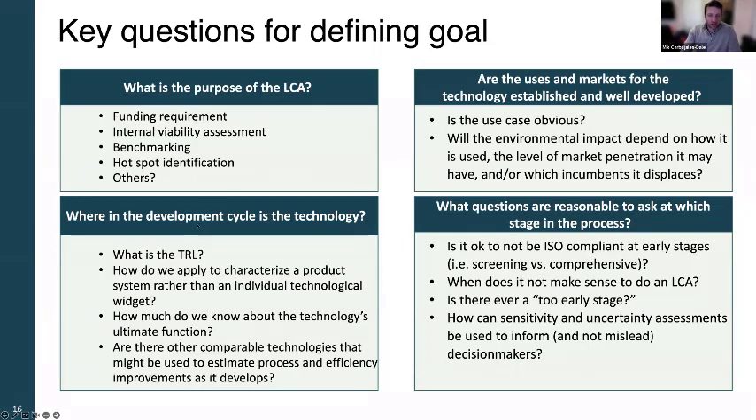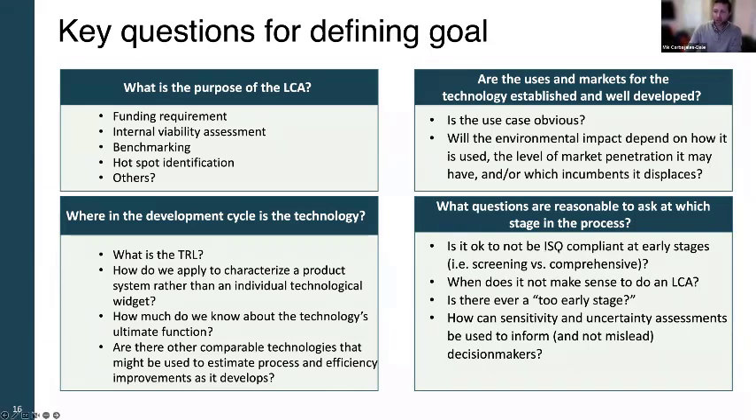Thinking about the development cycle, this is obviously part of the key difference. We need to know what the technology readiness level of the technology is when we're assessing it. And then what is the level that we're talking about when we're setting these environmental benchmarks? So we're talking about a commercialized technology, a deployed technology, or a first of a kind, nth of a kind plant, that kind of stuff. And then thinking about what questions it is reasonable to ask at what stage in the process?